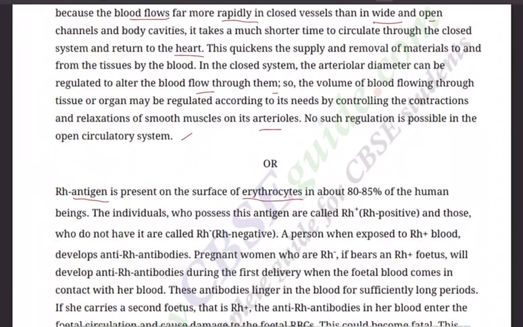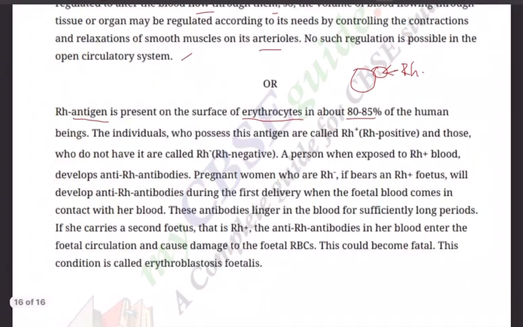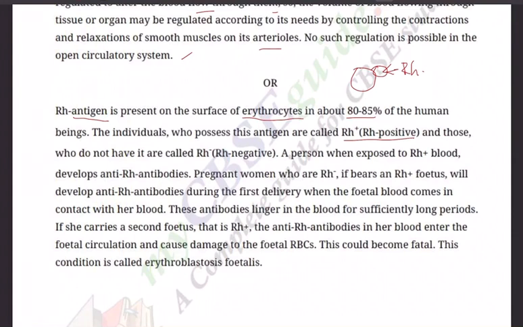RH is an antigen. It is present on the surface of erythrocytes, that is RBC, in about 80 to 85% of the human beings. That means if we see the RBC, over the RBC, if there is a protein, extra protein called RH antigen, then we say the person is RH positive. In case this RBC surface doesn't have this RH factor, then we say he or she is RH negative. So the individuals who possess this antigen are called RH positive, and those who do not have it are called RH negative. A person when exposed to RH plus blood develops anti-RH antibodies.